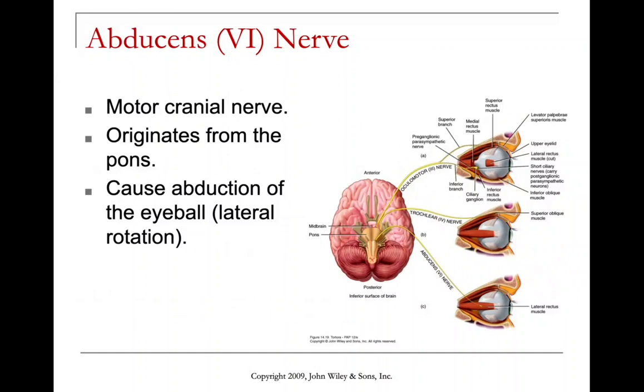So the abducens nerve is a motor cranial nerve that originates from the pons. It's going to cause abduction of the eyeball, lateral rotation. So you've got 3, 4, and 6 that are all going to involve eyeball movement, and different muscles are going to be controlled by different nerves, so it will control the eyes going in different directions. It's the reason for doing the cardinal fields of gaze test.